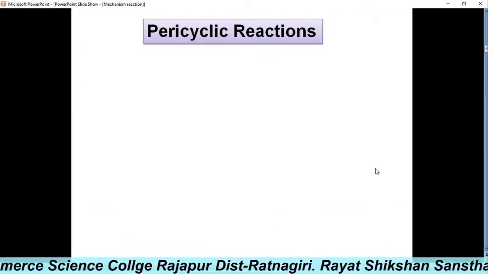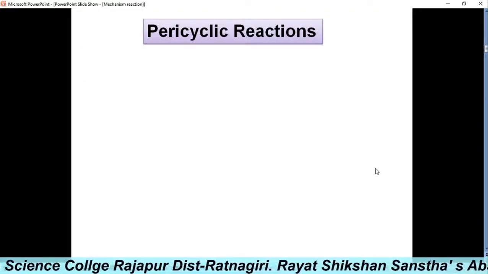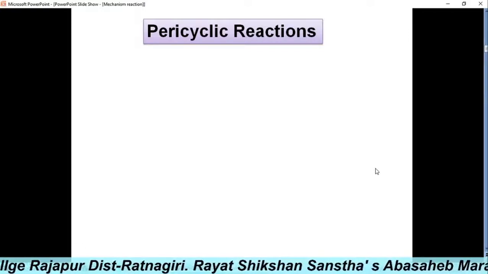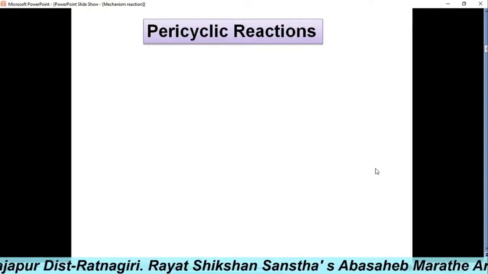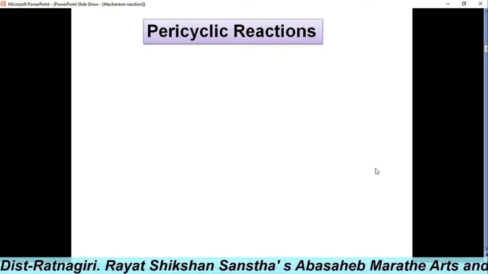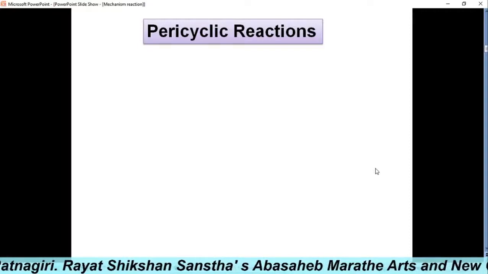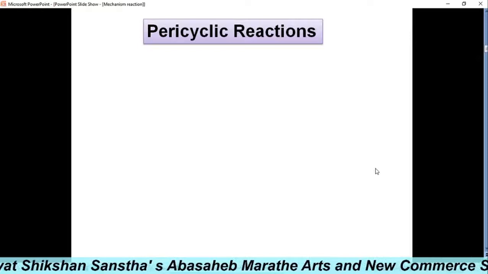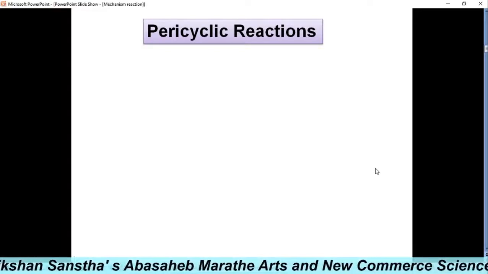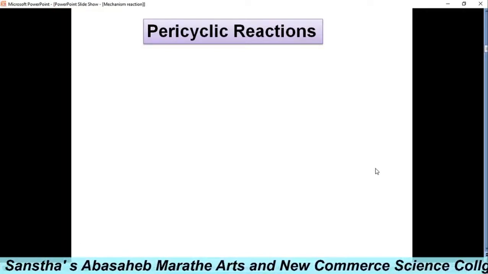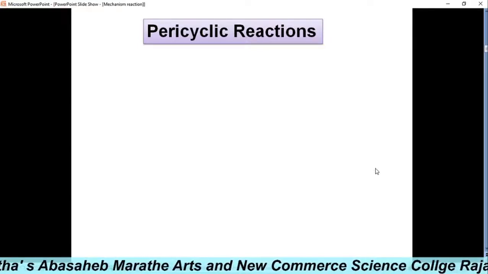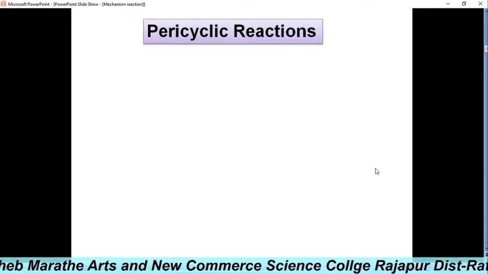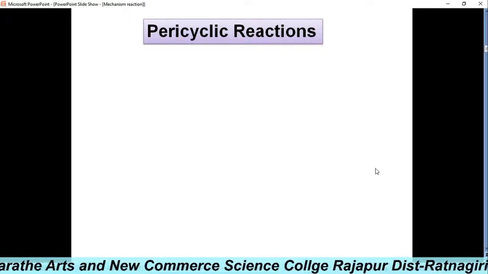In the last lecture we saw the various types of mechanism, like the AAC2 mechanism and BAC2 mechanism, as well as the tetrahedral type of mechanism. Now we will discuss a new topic, pericyclic reaction. In this topic, we will study the various types of pericyclic reaction.